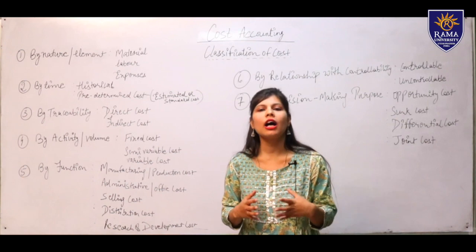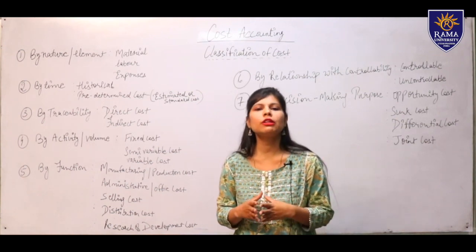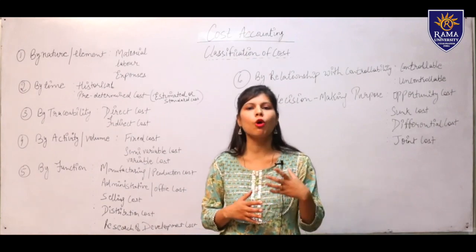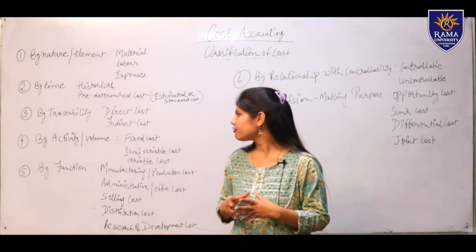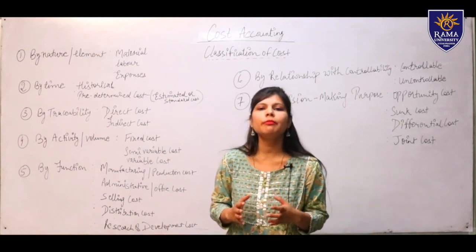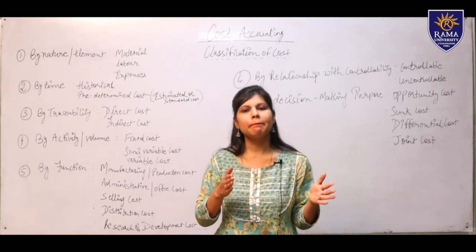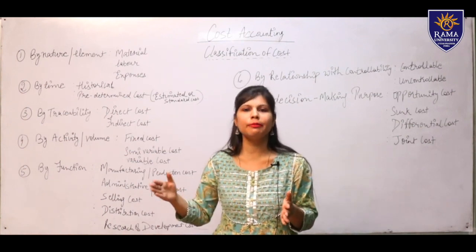But if our production is less, the variable cost will decrease. So the variable cost depends on the volume of production. And the other one is semi-variable cost. Semi-variable cost is something which is fixed for a particular time, but later on it becomes variable in nature.